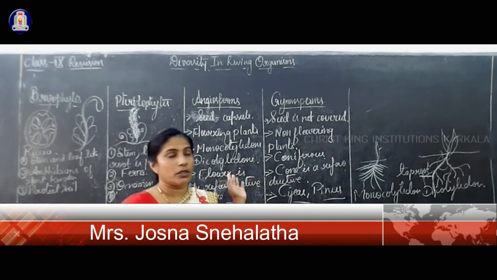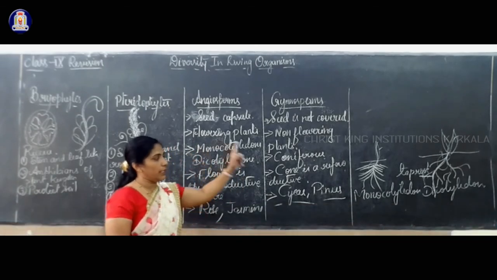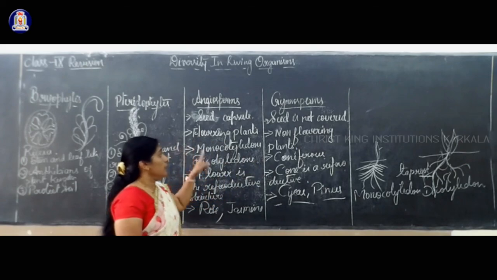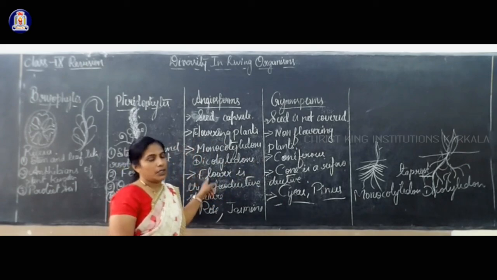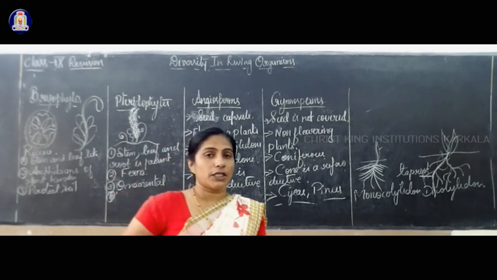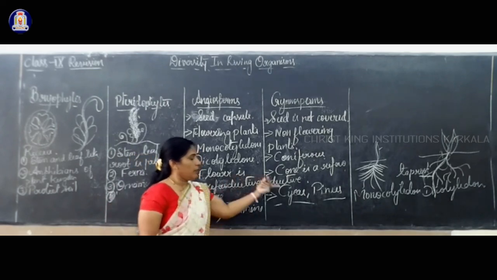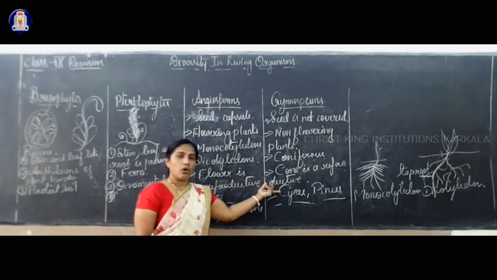So this is about your angiosperm. In angiosperm, what is monocotyledon and dicotyledon? And then in gymnosperm. Both are called phanerogams because they consist of a specialized reproductive structure. The reproductive structure is the flower. Here the reproductive structure is called cone.